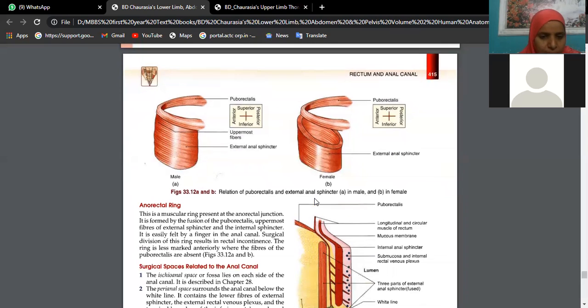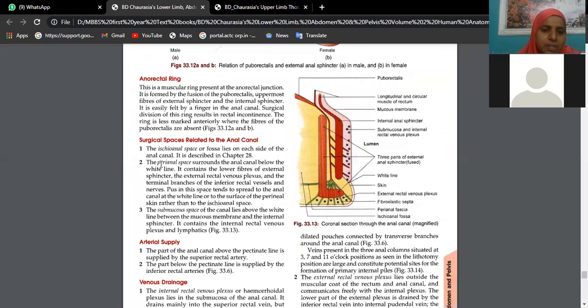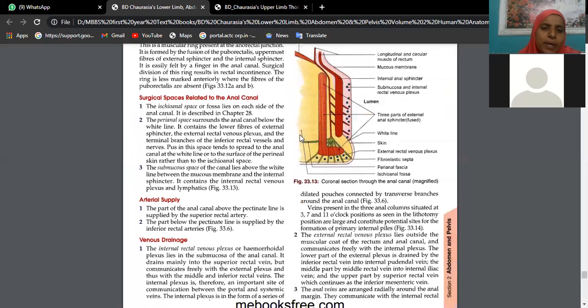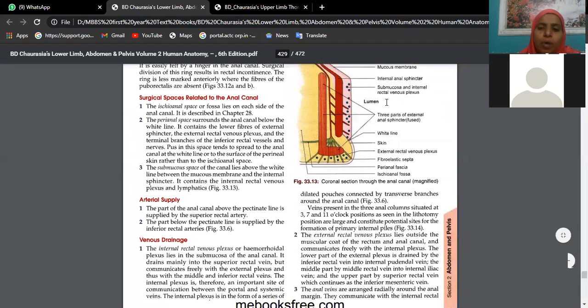Now, surgical spaces. One space is quite big, which we already know, on either side of the rectum and anal canal, in order to allow its free expansion: the ischiorectal space, or the ischioanal space. Around the anal orifice, you have one more space, this area where I am scrolling, which you can also see in the labeling. This is the perianal space, surrounded by perianal fascia, where we have so many blood vessels, cutaneous veins.